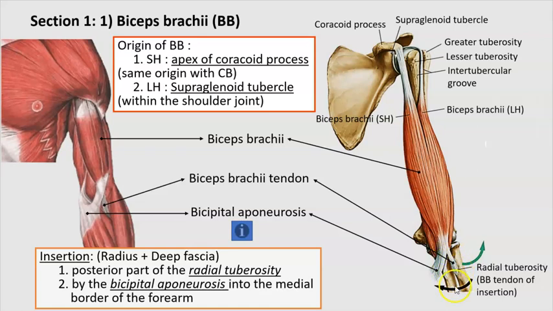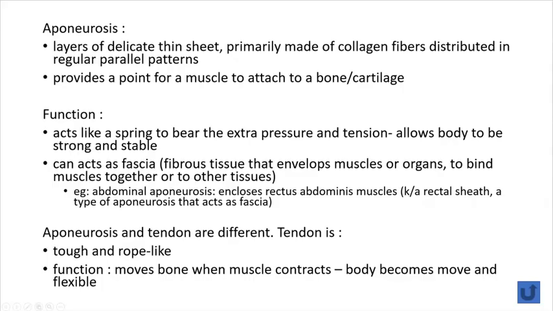One is at the radial tuberosity and the other one is the bicipital aponeurosis. This is the insertion site of biceps brachii. Okay, bicipital aponeurosis. What is aponeurosis? I have given you the notes here.